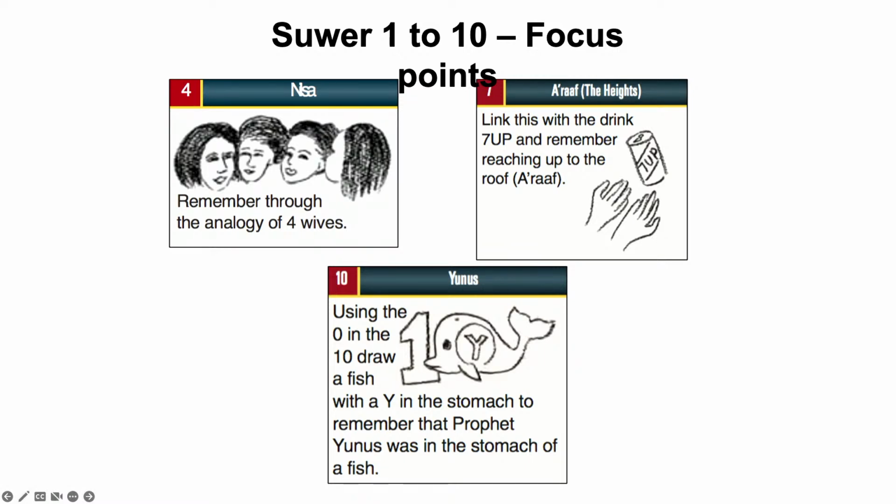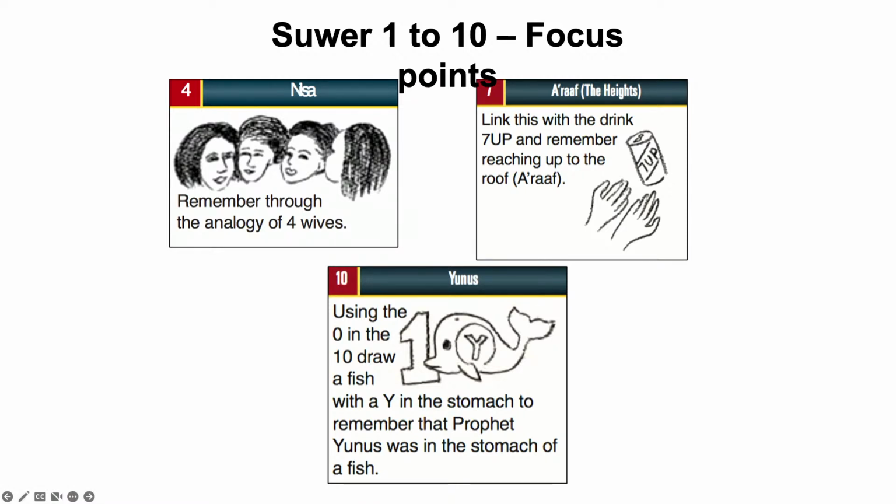All right. Then you have Suratul A'raf. It's surah number 7. Do you know 7 up? You do. So the moment you think number 7, it is up. Are you good? Okay. And then you know number 10, because if you wrote a 10 and you write a Y in it, you'd know who was in the belly of the fish, which was Yunus.